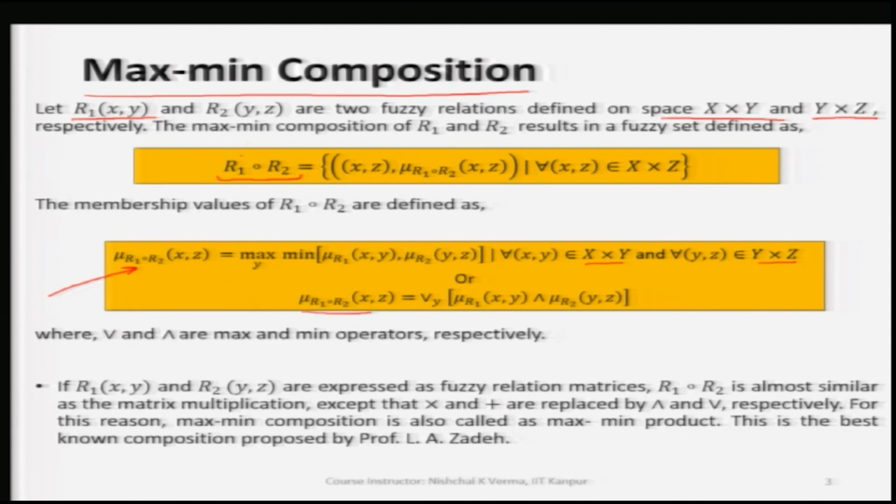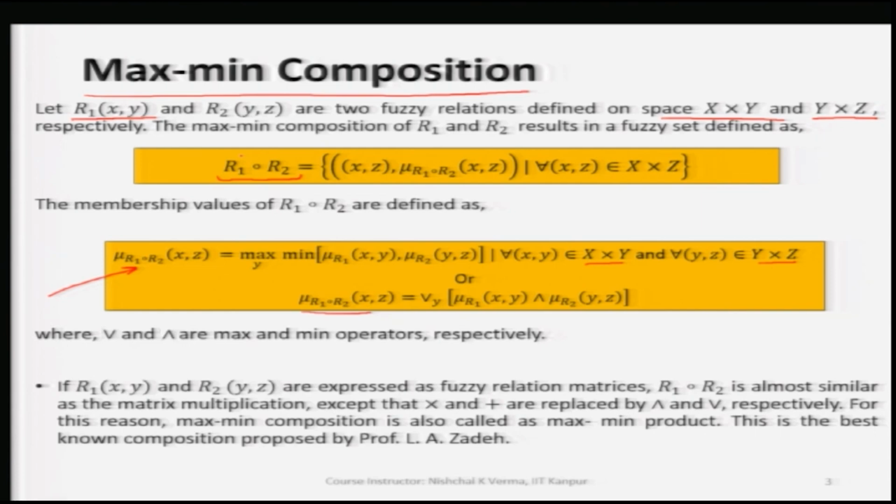So, if max min composition is applied on R1 and R2, we are going to get the third fuzzy relation, which is the outcome of R1 and R2. And if you see, the resulting fuzzy relation set will not have the dependency on y. So, that is what is interesting here.